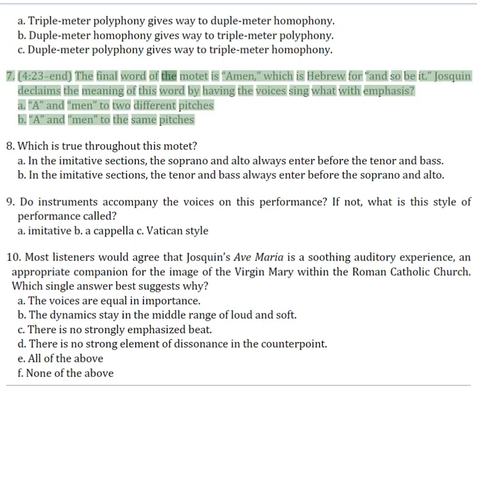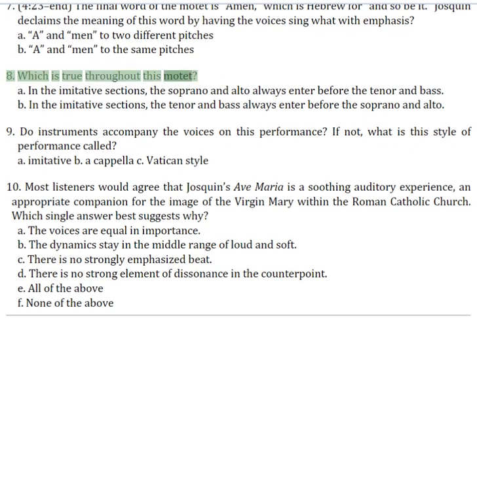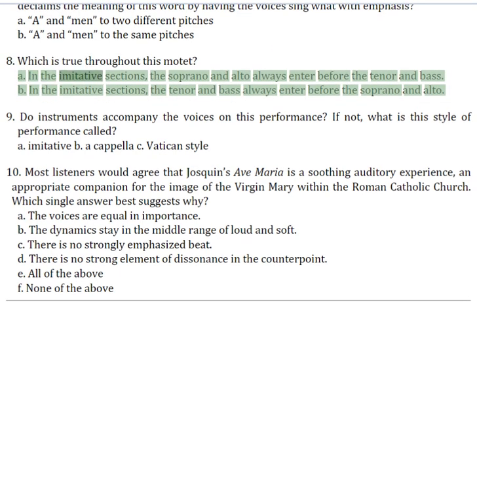7. The final word of the motet is Amen, which is Hebrew for "and so be it." Josquin declaims the meaning of this word by having the voices sing what with emphasis? A. "A" and "men" to two different pitches. B. "A" and "men" to the same pitches. 8. Which is true throughout this motet? A. In the imitative sections, the soprano and alto always enter before the tenor and bass. B. In the imitative sections, the tenor and bass always enter before the soprano and alto.